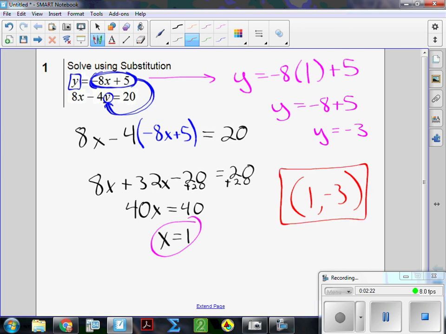If I want to double check that, since I used the top equation to get the answer, I can double check with the bottom equation. I can say 8 times 1, that's the x, minus 4 times y, that's negative 3, and see if I get 20. So in my case, I get 8 plus 12, which is 20, so it's checked and right.